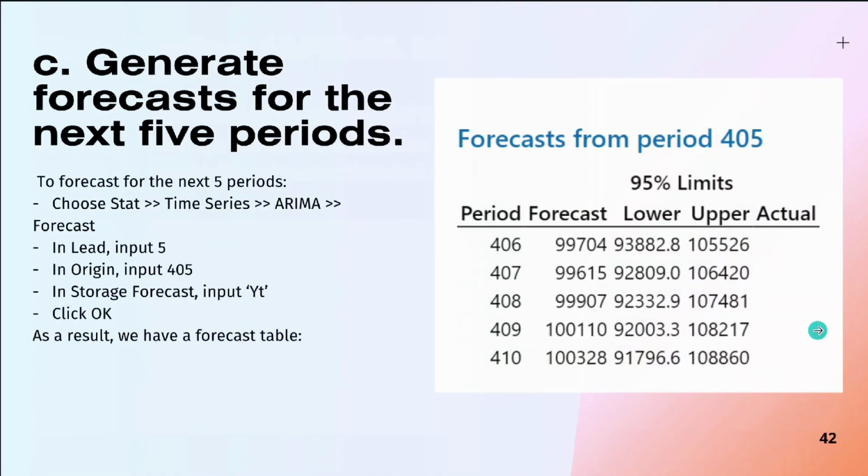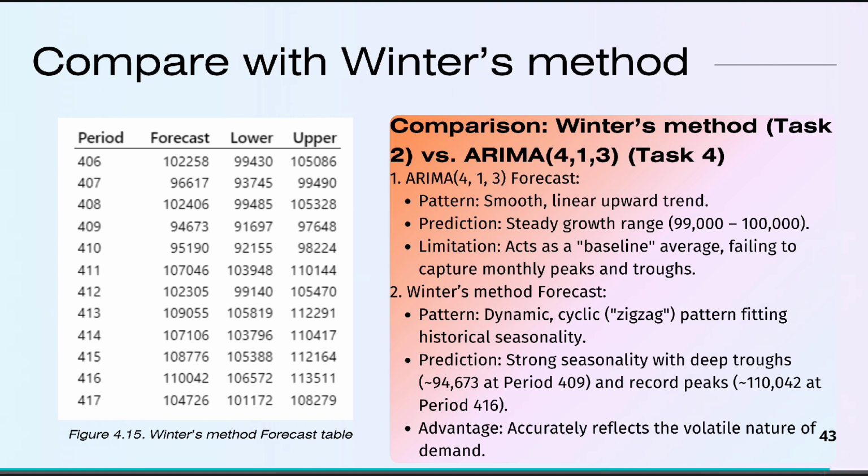Through that, we generate the forecast for the next 5 periods, and compare with the Winters method forecast that we calculated in task 2. You can see the ARIMA forecast shows a smooth, upward-trending line, and the prediction shows steady growth ranging from 99,000 to 100,000. It has the limitation that it acts as a baseline average, failing to capture monthly peaks and growth.